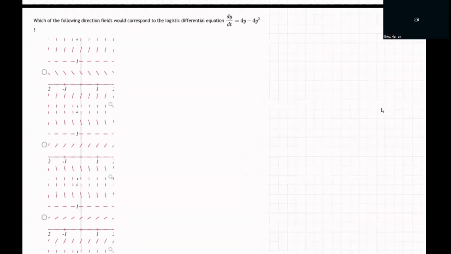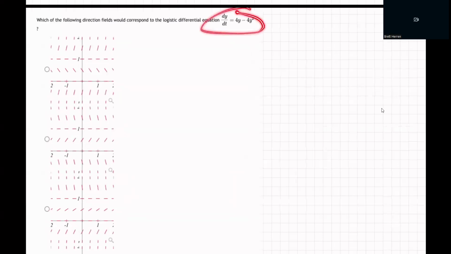Okay, so on this question, they give us a logistic differential equation, and they want us to look at that and figure out which of these direction fields or slope fields is correct.